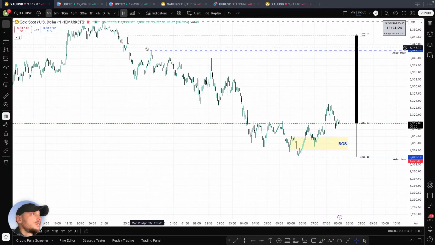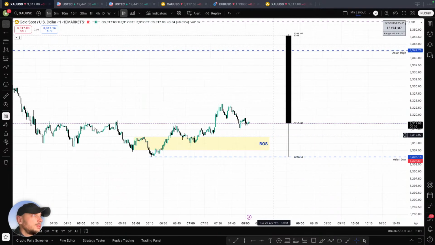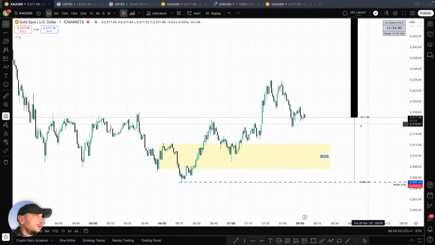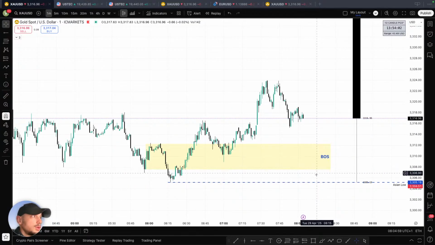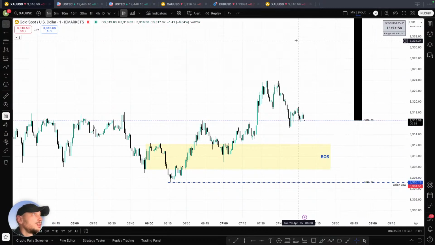On the big picture, we started from here and we went down here. Yes, we went up now, but this is on the smaller time frame. On the big picture, we have this. So it's always good to see the big picture on the daily time frame. I won't be surprised if we take the Asia lows and go up.